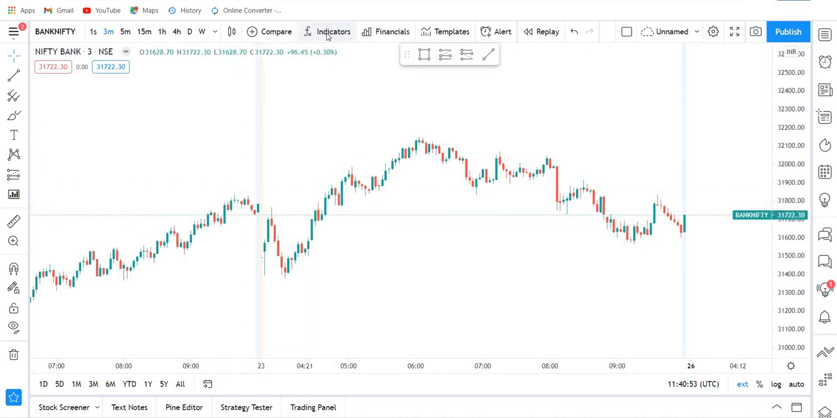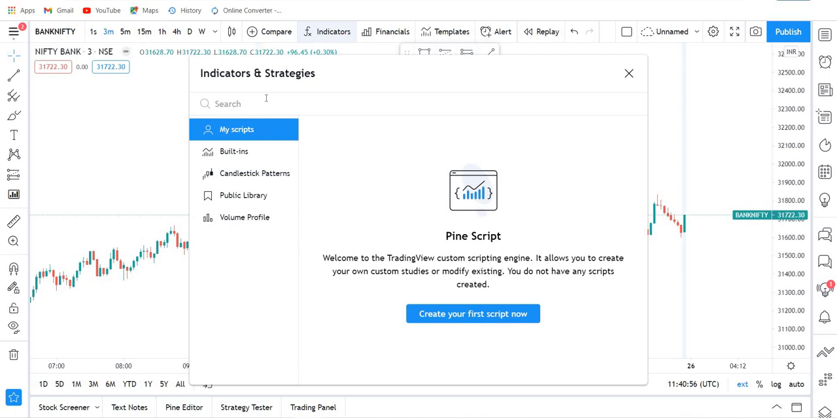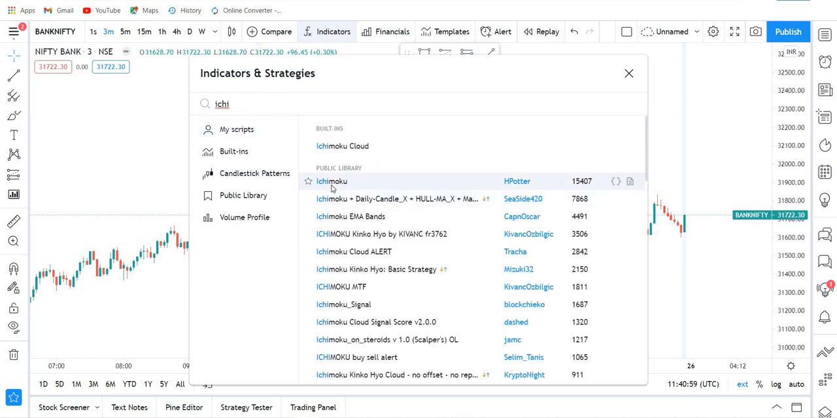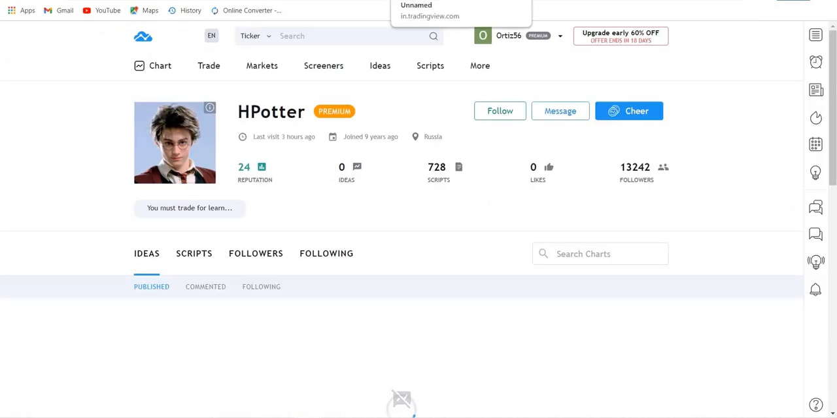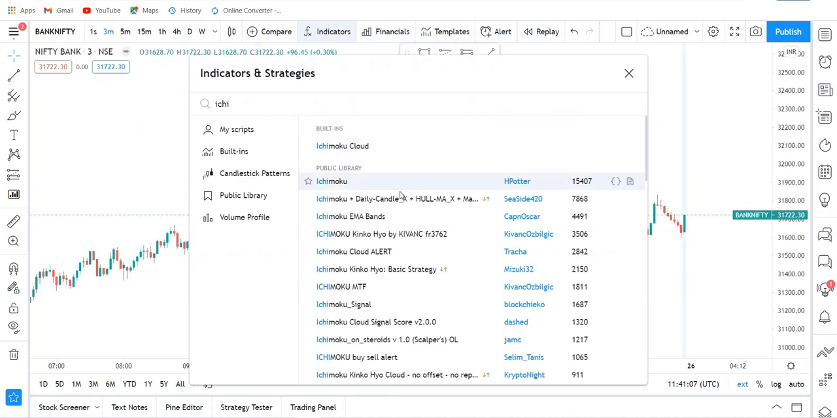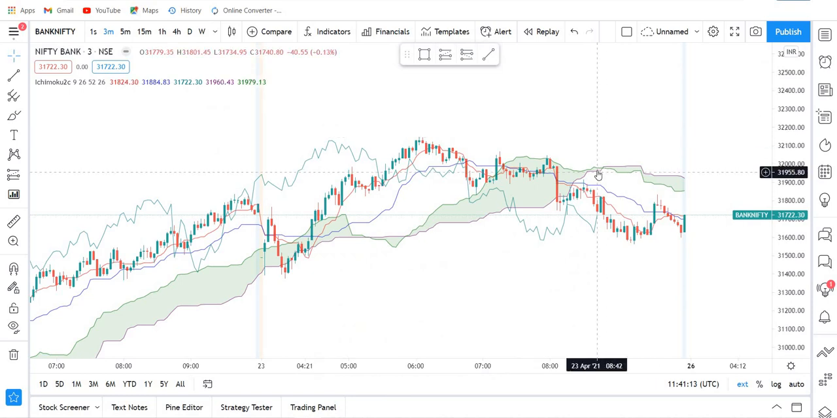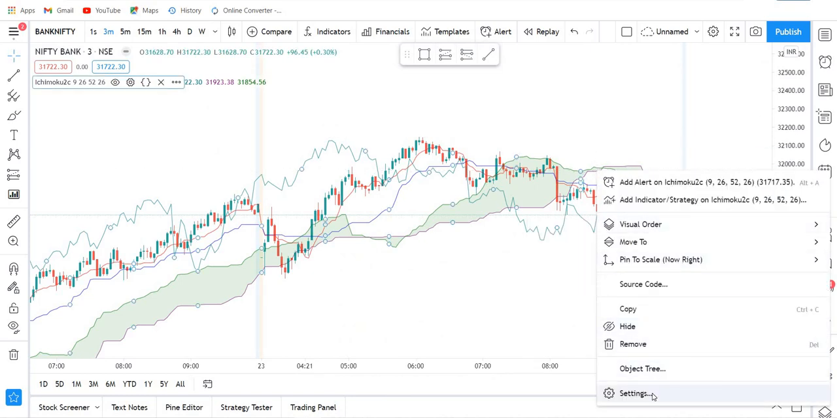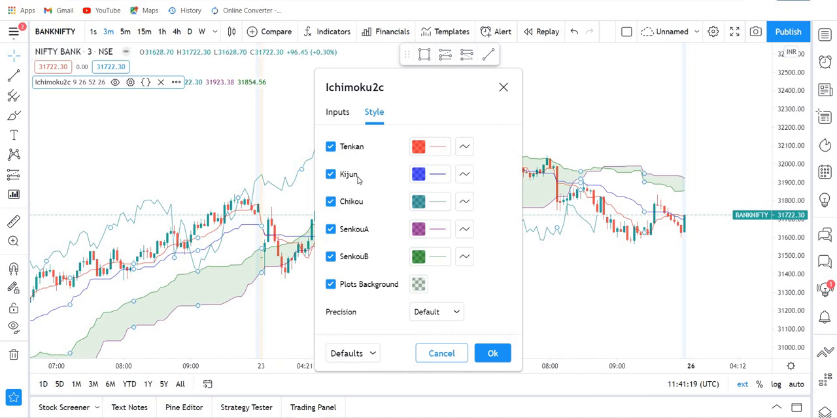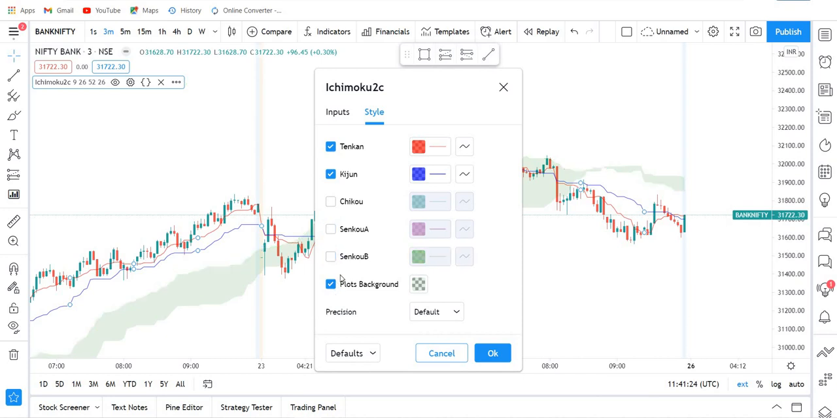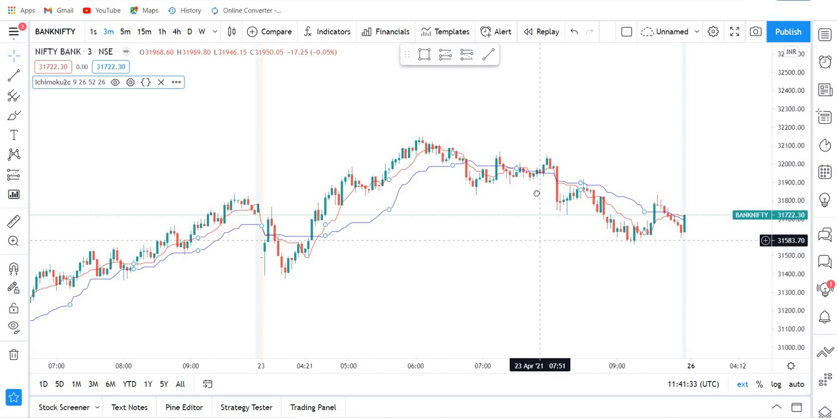First of all, we'll start by adding indicators. Start by adding Ichimoku. Go to the settings of the Ichimoku. We will be needing Tenkan and Kijun. The rest you can remove. Uncheck all of these. We only need Tenkan and Kijun. Remember the colors: Tenkan is red and Kijun is blue. So the first thing is now on our chart.